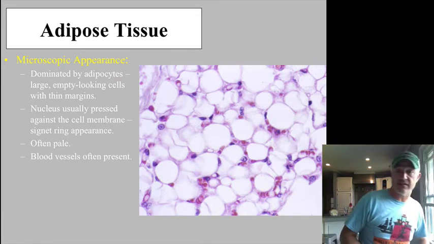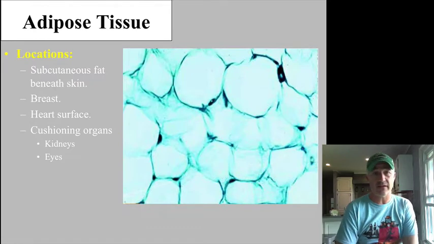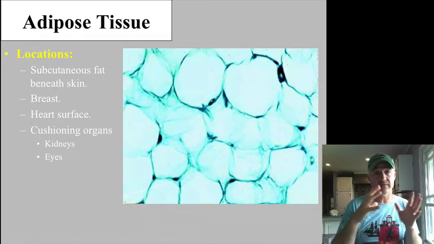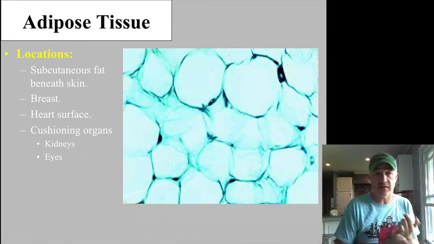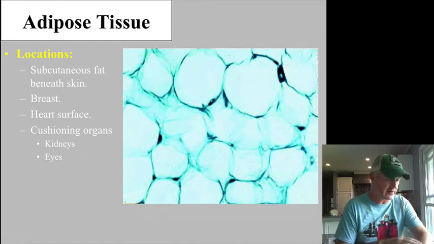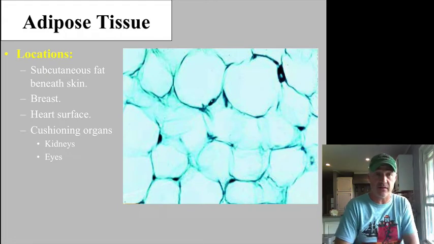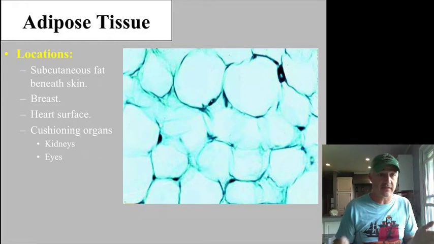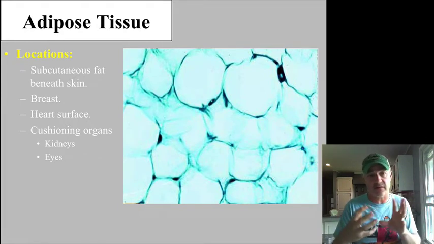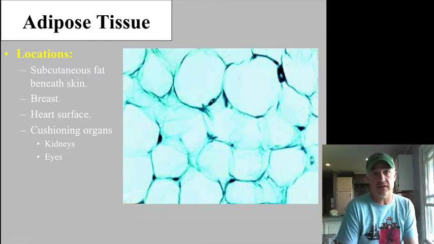You can see blood vessels in there a lot of the time. A lot of times it ends up looking more like this. Any place where we have a grouping of fat together, like underneath the skin, we have a subcutaneous fat layer. We often talk about that being the hypodermis or subcutaneous layer. In the breast, surrounding the heart, and surrounding organs like the eyes and the kidneys, we also see some of these fat casings around these areas.